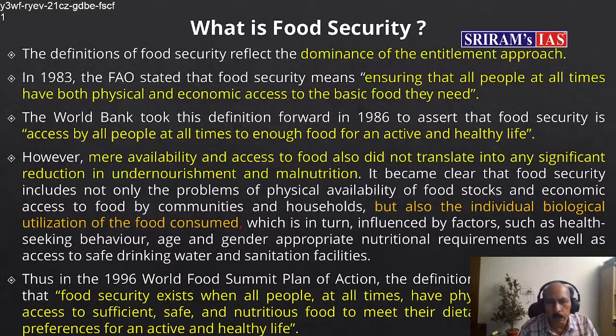But before we start the nuances of food security in India, let's define what food security means. Food security or food insecurity has been defined by various agencies over a period of time. For example, the Food and Agriculture Organization in 1983 defined food security as ensuring that all people at all times have both physical and economic access to the basic food they need. That is the FAO definition in 1983. The World Bank has slightly modified the definition, and they said that food security is access by all people at all times to enough food for an active and healthy life. Therefore, food is taken to make life very active and healthy.